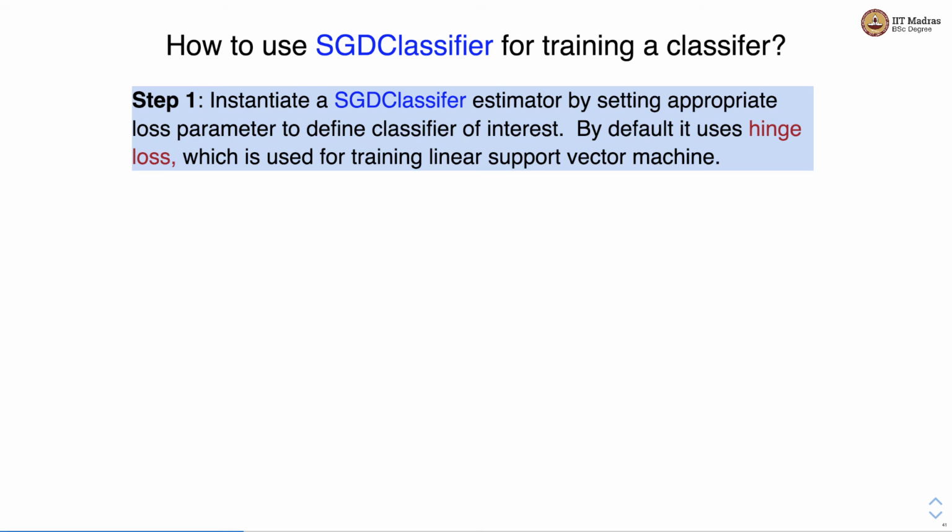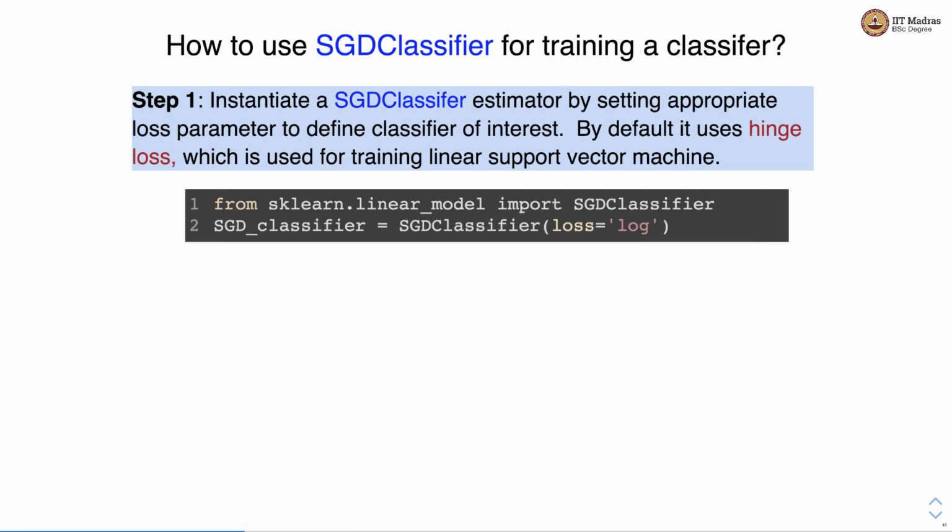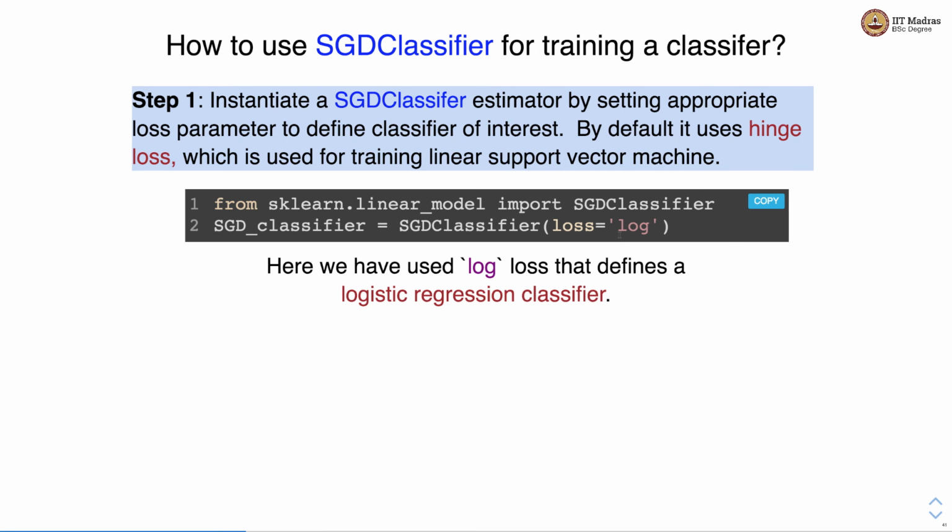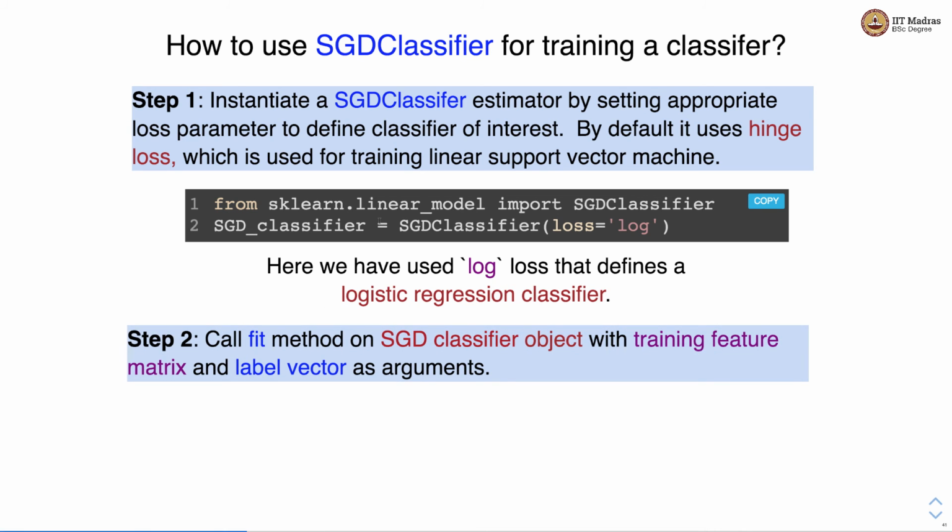So we can instantiate SGD classifier estimator by setting the appropriate loss parameter to define the classifier of interest. By default, it uses hinge loss that is used to train linear support vector machine model. If we want to use SGD classifier to train, let's say, logistic regression, we have to set the loss to log, and the log loss defines a logistic regression classifier. We call the fit method on SGD classifier object just like any other classifier estimators. We send the training feature matrix and label vector or matrix as arguments.